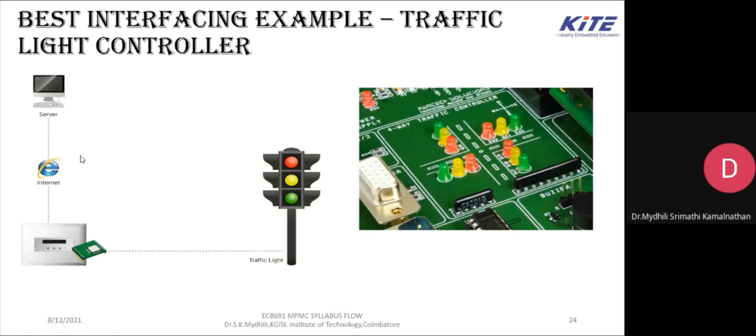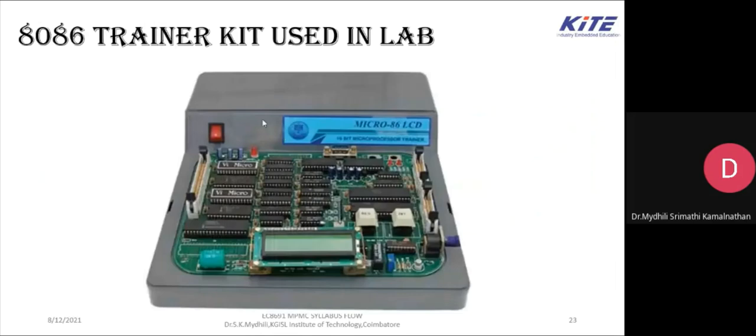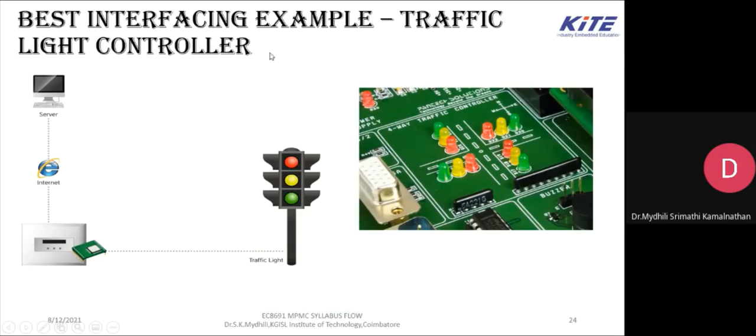Okay, best interfacing examples. So now coming to the interfacing concepts. What is interfacing? It is nothing but connecting this processor with outside equipment by means of cords and cables, to produce our output based on the program you feed in. The first and best example is a traffic light controller, which you see in day-to-day life.